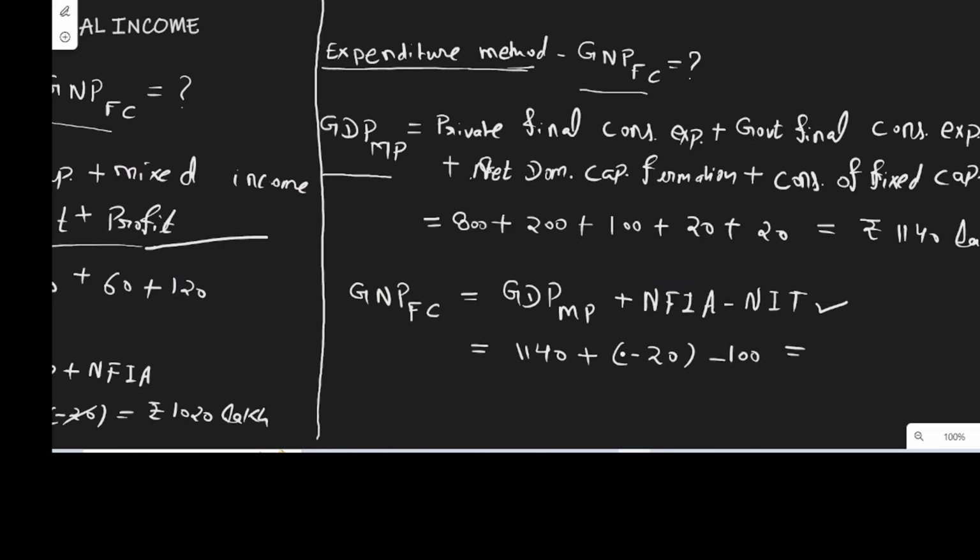So plus, minus, minus: 1140 minus 20 minus 100. Minus minus get added, so I will add them first: 1140 minus 120, which is 1020. You should note that we get the same answer by all three methods. The previous answer was also 1020 lakh rupees using the income method, and now the same answer using the expenditure method. In this way, our sum is complete.